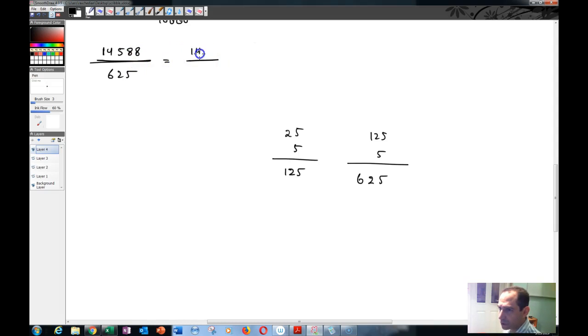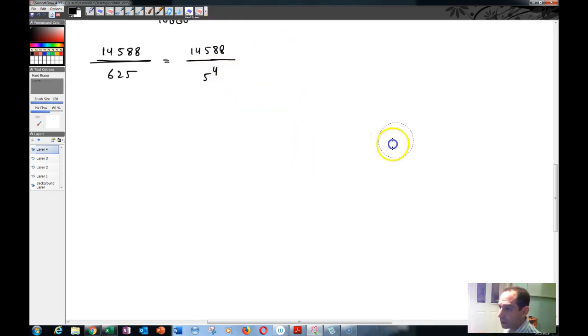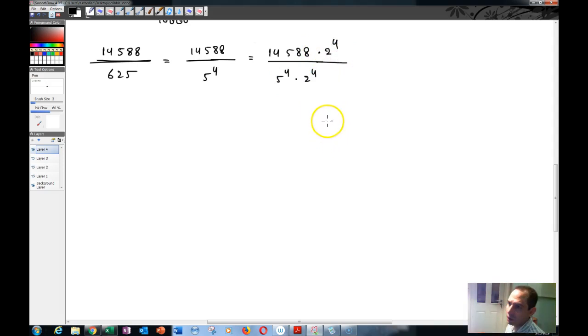So this is 14,588, and this is 5 raised to the power 4. And then all I need here is basically 4 factors of 2. So I can write this as 14,588 over 5 raised to the power 4 times 2 raised to the power 4. I add these in, and I add them over here as well. And now I can write this as 2 raised to the power 4 is equal to 16. So that's 14,588 times 16, and that's 10 raised to the power 4.